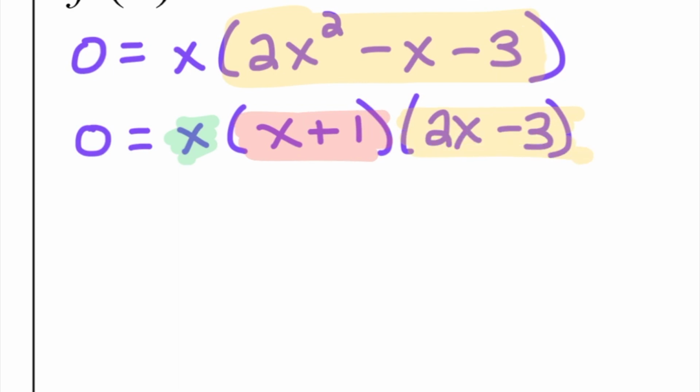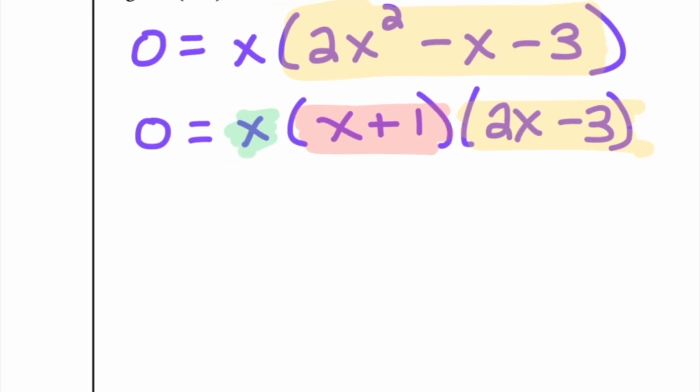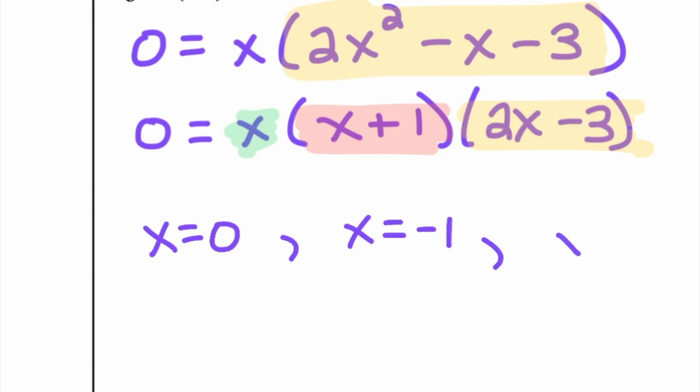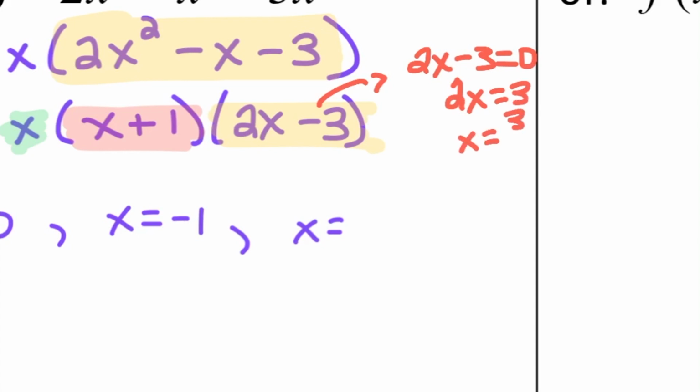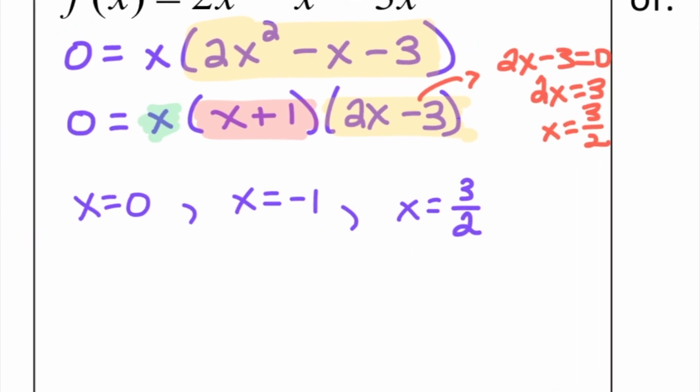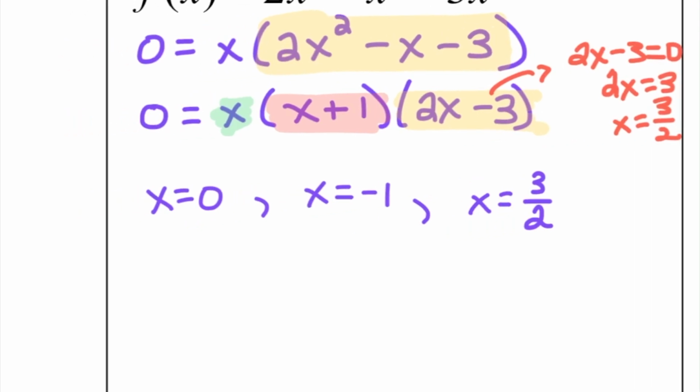Set each of those equal to 0, and you get x equals 0, x equals -1, and x equals, and this one, if you're not sure, just write it out. 2x minus 3 equals 0, so 2x equals 3, and x equals 3/2. And so x is equal to 3/2. Please don't put 1.5. I just said that. Don't put 1.5.